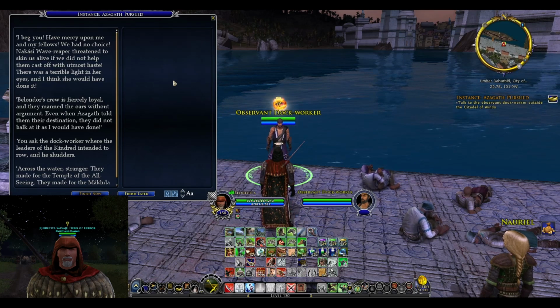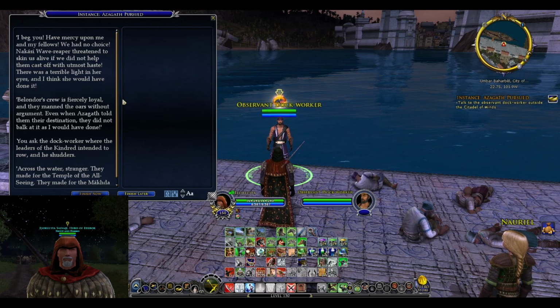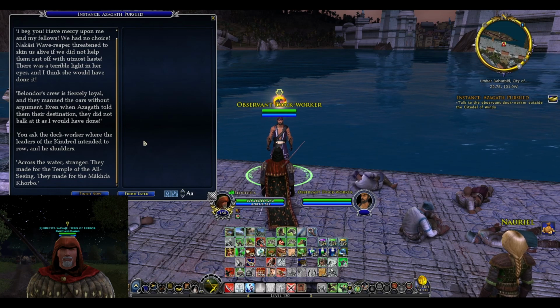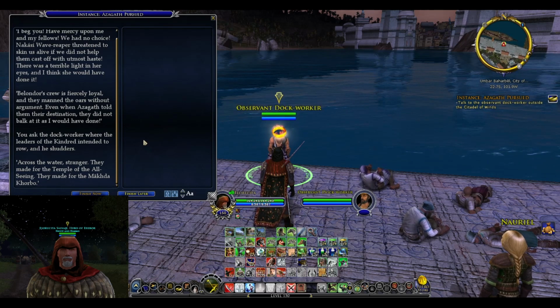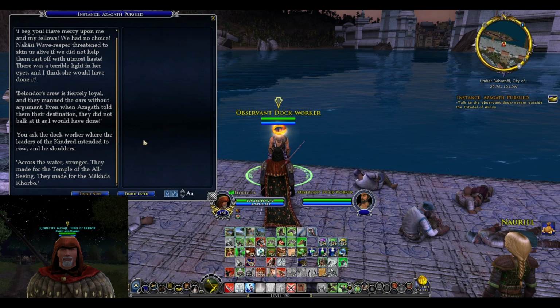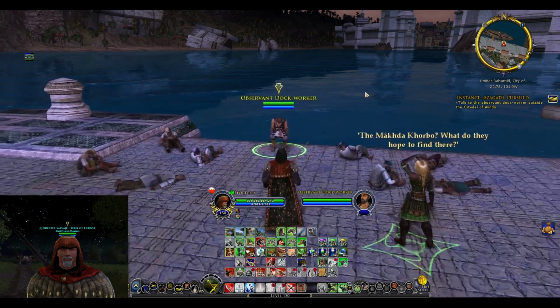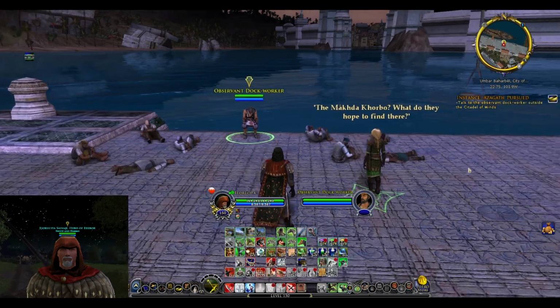You ask the dock worker where the leaders of the kindred intend to row, and he shudders. Across the water, stranger, they made for the temple of the All-Seeing. They made for the Makhada Korbo. The Makhada Korbo? What do they hope to find there?